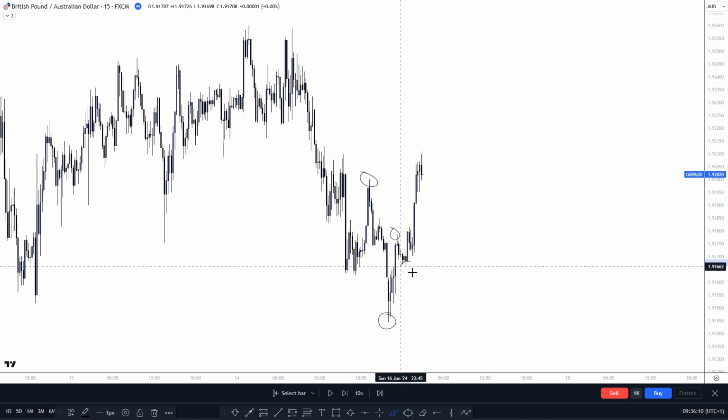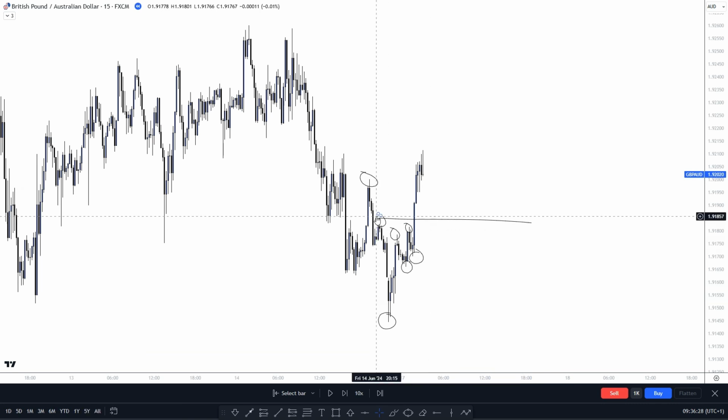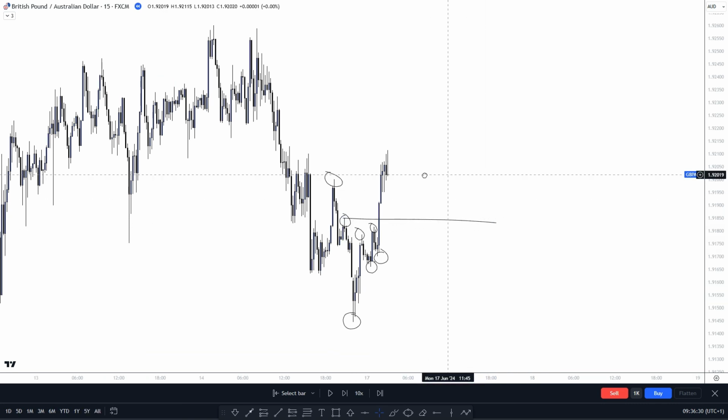This is a low. This is a high. This is a low. So now you can see we've got this area here. You can see we had a lower high, lower low. Price has now broken that lower high. So we are now shifting our bias on this market.